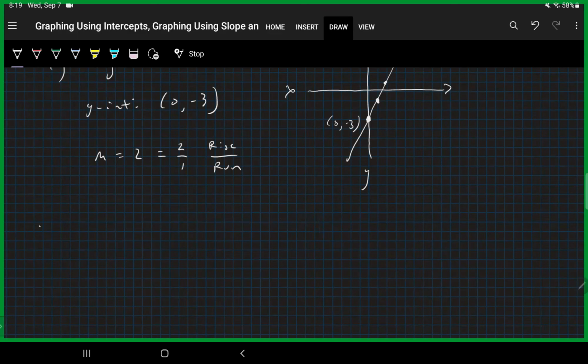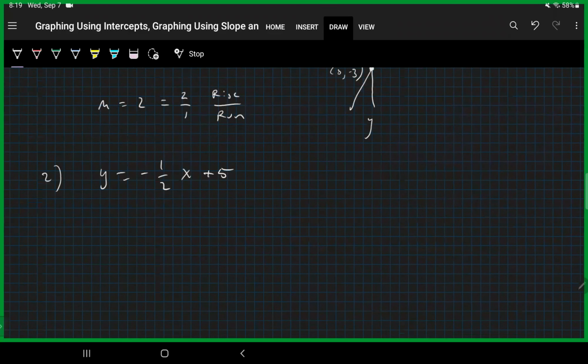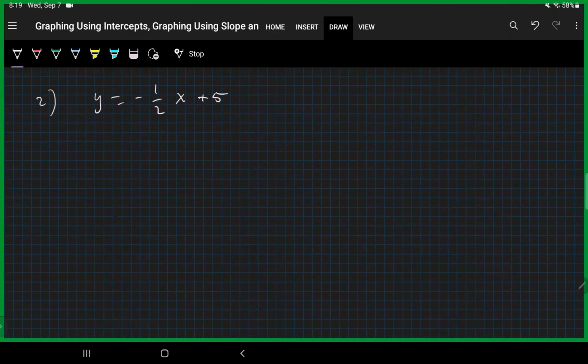Okay. Last example for this lesson. Let's look at y is -1/2 x plus 5. And I'm not going to use a y-intercept this time. So if I plug in 2 for x, I'm going to get -1 plus 5. That gives me y is 4. And so I'm going to start with (2, 4). And I'm going to use my slope.